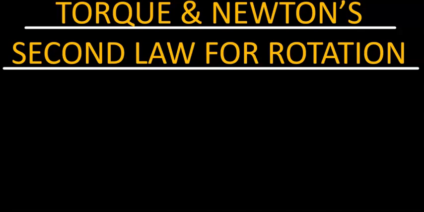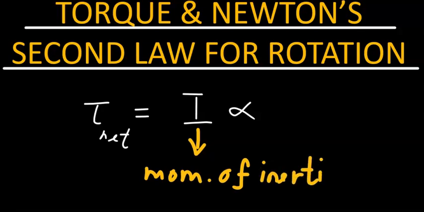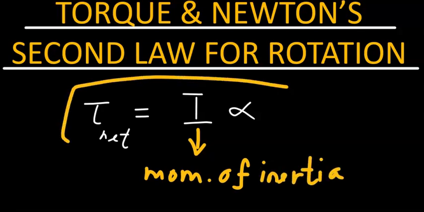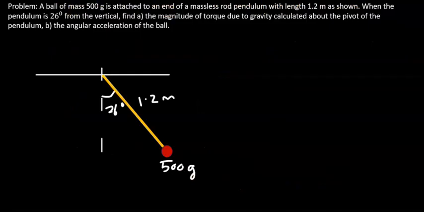Since torque produces rotation, it can be expected that torque also produces angular acceleration, and this is the connection between torque and angular acceleration. More specifically, we are dealing here with net torque. The constant of proportionality is the moment of inertia that we have seen in our previous video. This expression is what we call Newton's second law for rotation. Now let's get to the problems.